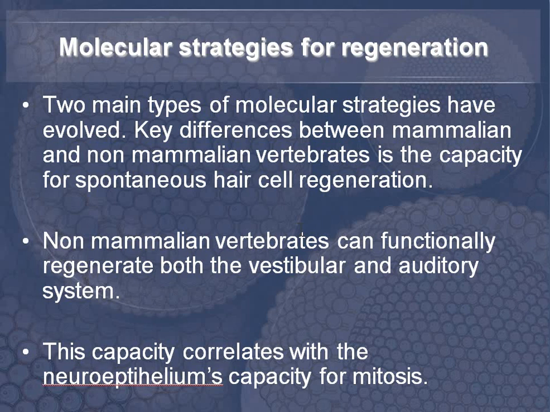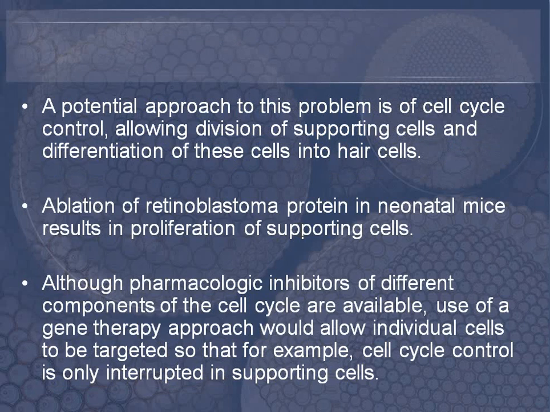See, the non-mammalian vertebrates can functionally regenerate both the vestibular and the auditory system, but this doesn't happen in the mammals. So in mammals, this capacity correlates with the neuroepithelium's capacity for mitosis. In non-mammalian vertebrates, mitosis occurs in these supporting cells of the neuroepithelium, which has a capacity to regenerate, but in the mammals this property is not there.